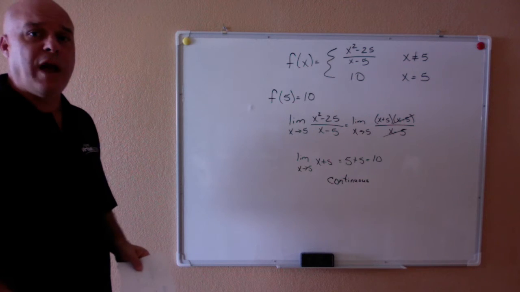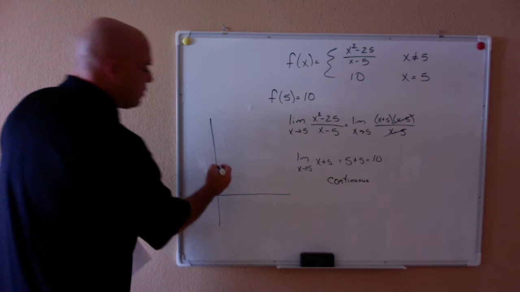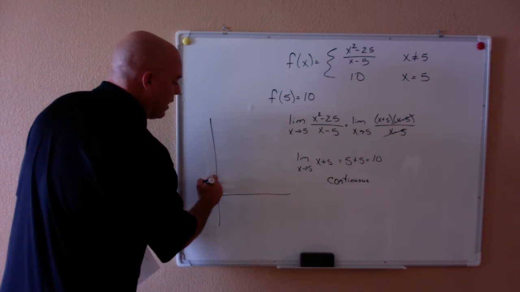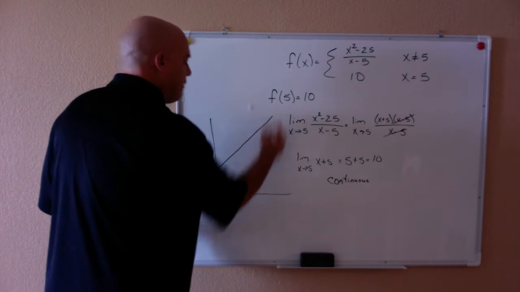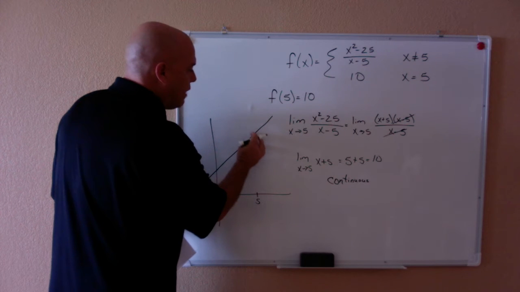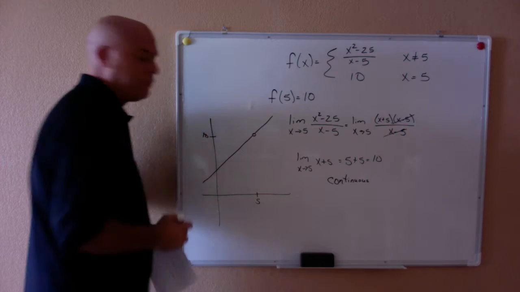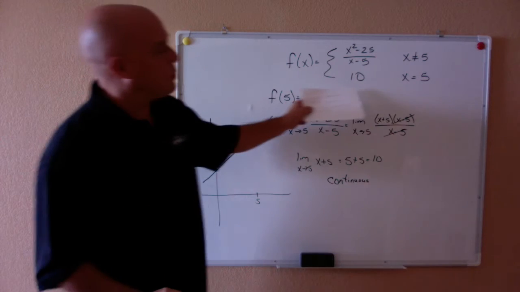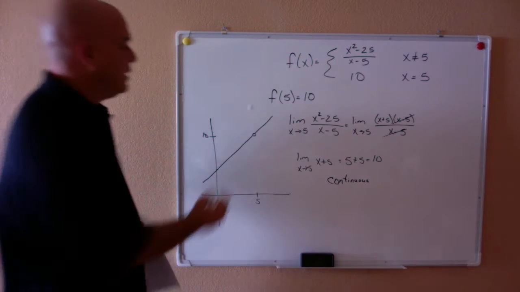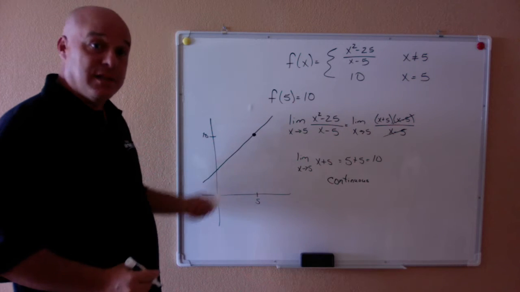Now, if you look at the graph of this thing, it's actually a linear function that goes through the point 0, 5. If I were to graph that, and then at x equals 5, if you just look at the top part, you have a hole right here at y equals 10. But because this is a piecewise function, this says when x equals 5, go ahead and plug in 10. When I do that, I fill in that hole, and that's what makes this one continuous.